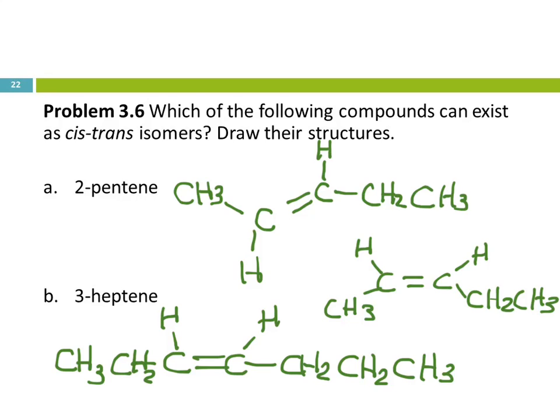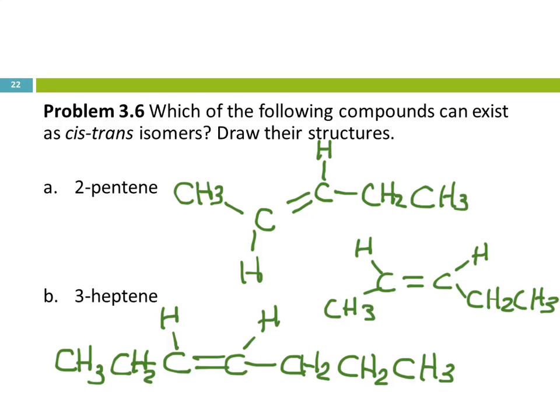Are there cis-trans isomers for that one? Yes, there are. In order for us to have a cis-trans isomer, each of these carbons has to have 2 different groups on it. If both of these were hydrogens or if both of these were ethyl groups, then it wouldn't matter. But one's a hydrogen, one's an ethyl. Over here, we've got 1 ethyl and 1 propyl group. The 2 groups attached to the carbon are not the same, and so we do have isomers.